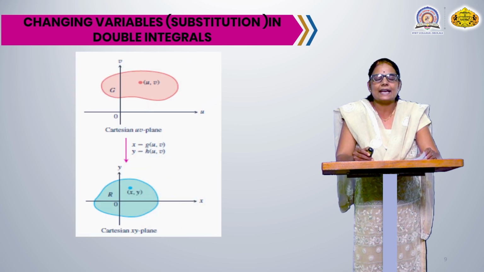So now see the diagram. This is the region G in the UV plane, and now using the transformations x equals g of u v and y equals h of u v, as shown in the figure, it maps into the region R in the xy plane. This is a 1:1 correspondence.